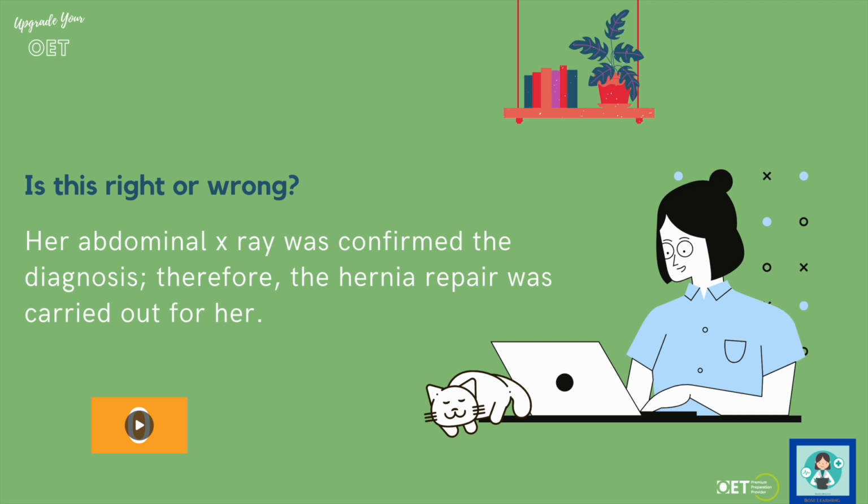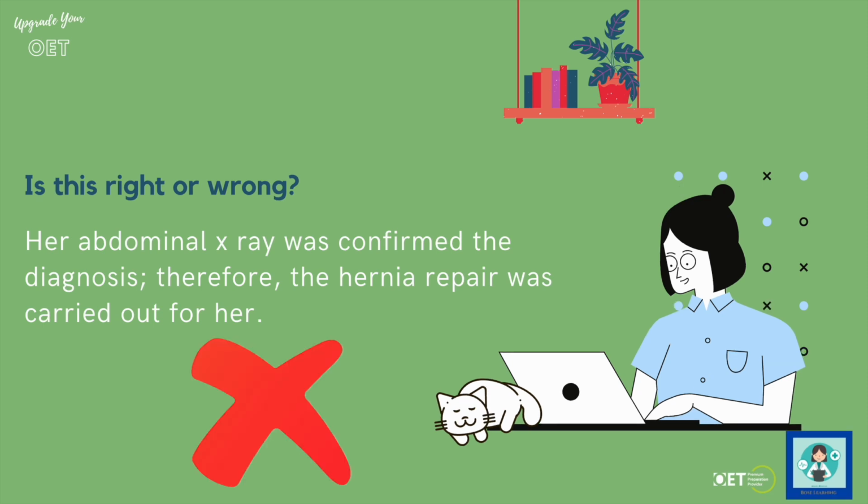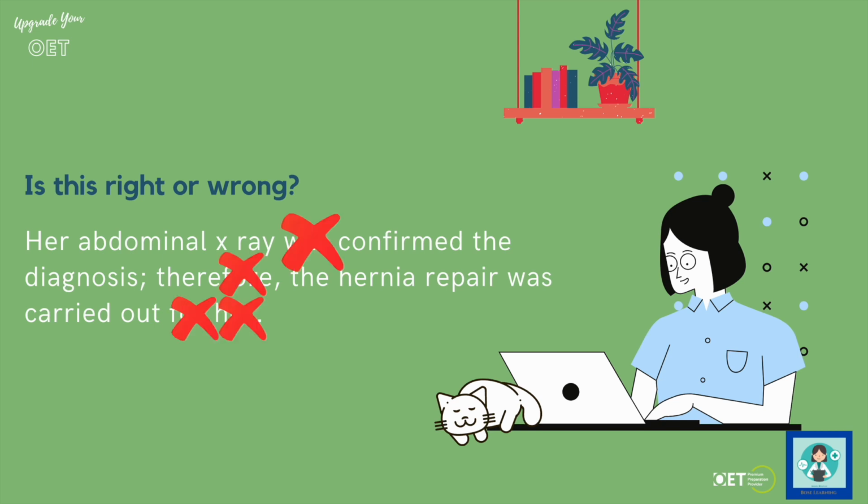Okay, how did you go? Did you figure out if it was right or wrong? And if it was wrong, how would you change it? Well, it is actually wrong. So we wouldn't use this kind of sentence in English. Why is it wrong then? Well, we've got far too many passives here. There's no need. The X-ray was confirmed. We wouldn't use the passive in this case.